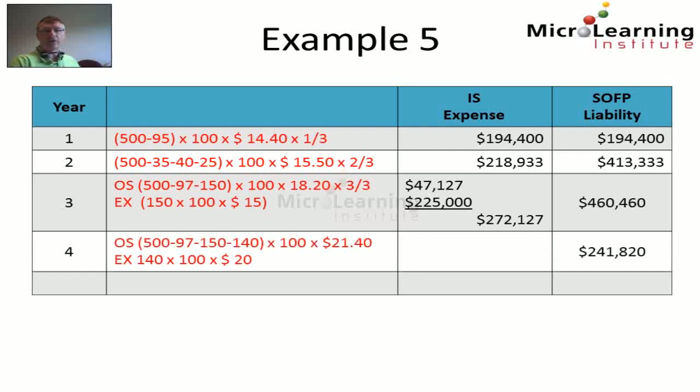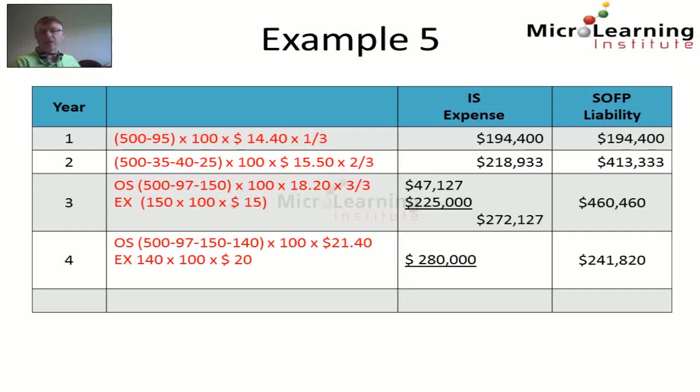Now, similarly, when we look at year 4, we're told that 140 employees exercise their SARs, and again the intrinsic value of those SARs is $20, and of course outstanding then will be an outstanding number of SARs, and we're told that the fair value of those SARs at year end year 4 is $21.40. So the cumulative liability at year end year 4 now goes to $241,820.